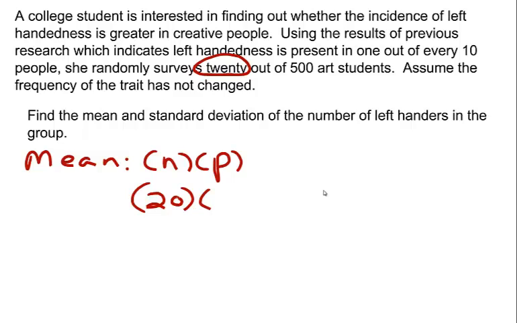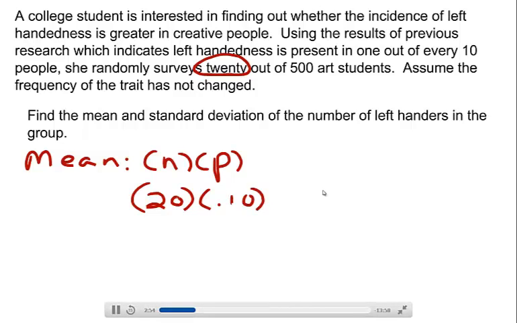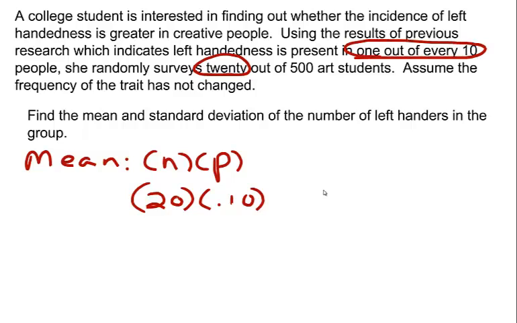The probability is 0.10, or 10%. This is the probability of success, in other words, the probability of being left-handed. We know this due to this statement: using the results of previous research, which indicates left-handedness is present in 1 out of every 10 people. That's 1/10, which is 10%. Now I simply multiply these values together and get a mean of 2. So the mean number of left-handers in this group is 2.